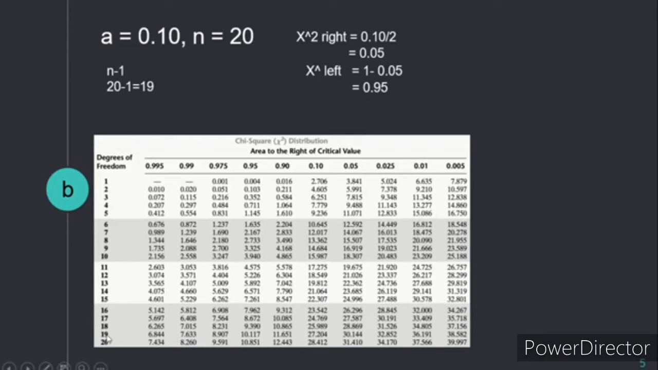And for the chi-square right, it is under 0.05. So, the answer is 30.144 for the chi-square right, and for the chi-square left is 10.117. So that's letter B.